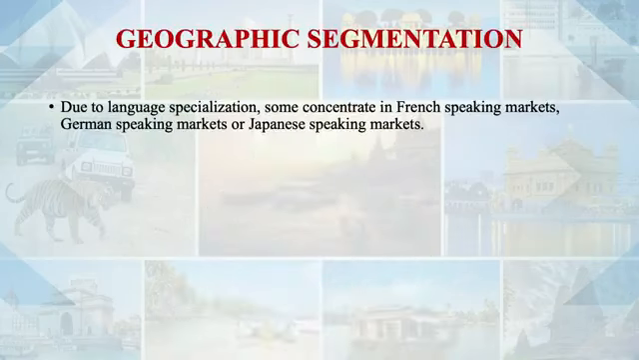So obviously they are looking for something different, and this is the reason why a different culture, or something which is different from what they have, attracts them. Further, due to language specialization, some concentrate on French-speaking markets, German-speaking markets, or Japanese-speaking markets.